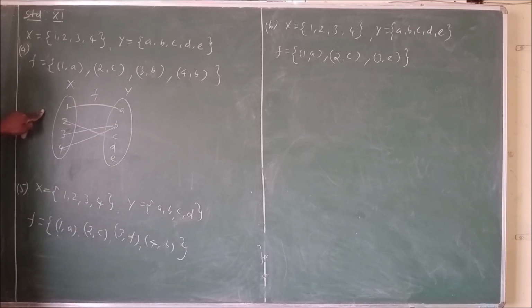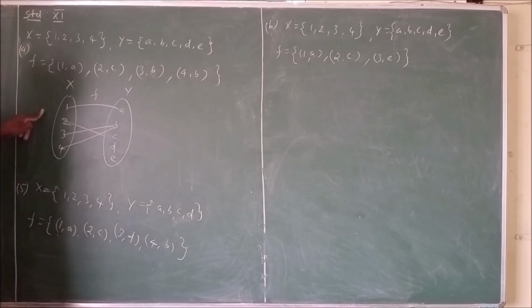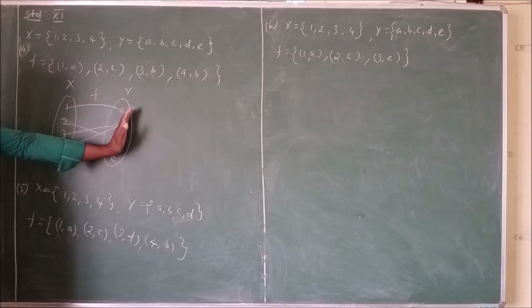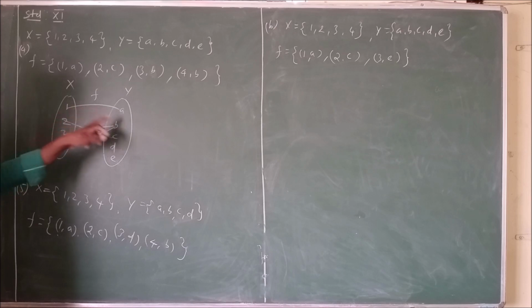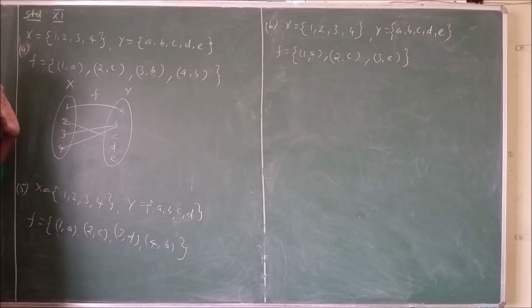What type of function is this? First we have to check whether it is a function or not. What is the basic definition of a function? For every element in the domain there exists at least one image in the codomain. So 1 is the image of A, 2 of C, 3 of B, and 4 of B. So it is a function.